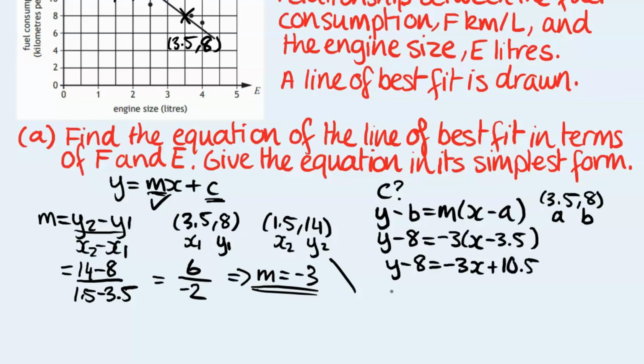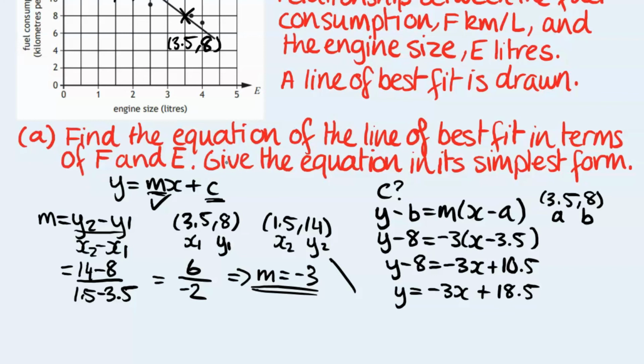Okay, so let's bring the minus 8 to the right hand side to get the form that we're used to, the y by itself on the left hand side. So it'll be minus 3x, plus 10.5 plus 8, well that will be plus 18.5. Okay, so that's us done. We've calculated the equation of the straight line.